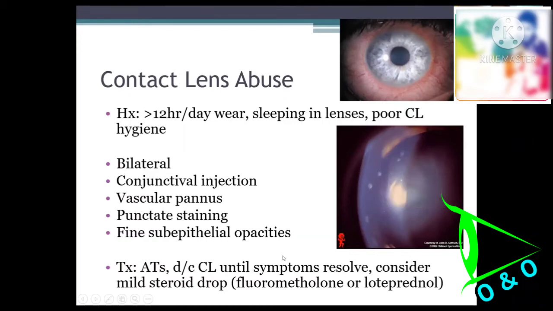So treatment is artificial tears, stopping the contact lenses until symptoms resolve. You can also consider a mild topical steroid drop, such as FML or Lotemax.